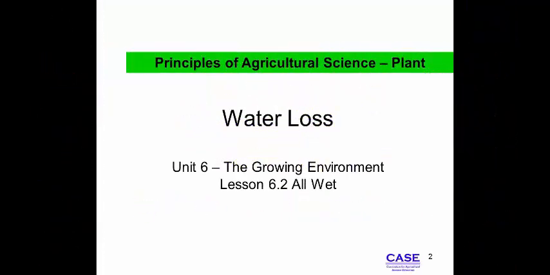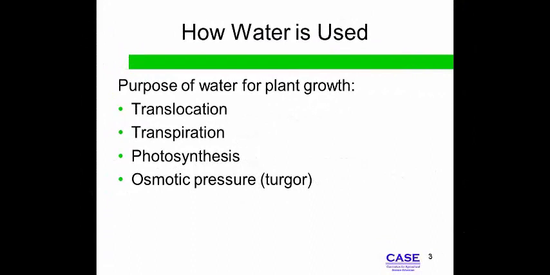Water loss, Lesson 6.2, All Wet. You have completed Lesson 6.1, Plant Food, where you discussed nutrient needs and interactions. Nutrients are affected by water in the plant. This presentation provides the background knowledge needed to complete the activities for Lesson 6.2, All Wet, and introduces important concepts and terminology for water requirements in plant production. Water is used by plants for 4 specific processes: translocation, transpiration, photosynthesis, and osmotic pressure, or turgor, which will be discussed in depth momentarily.